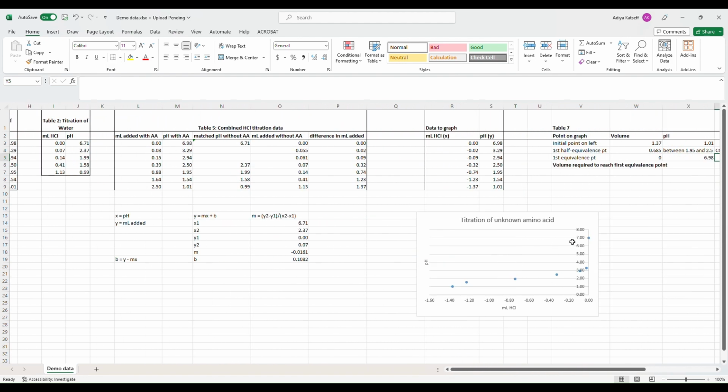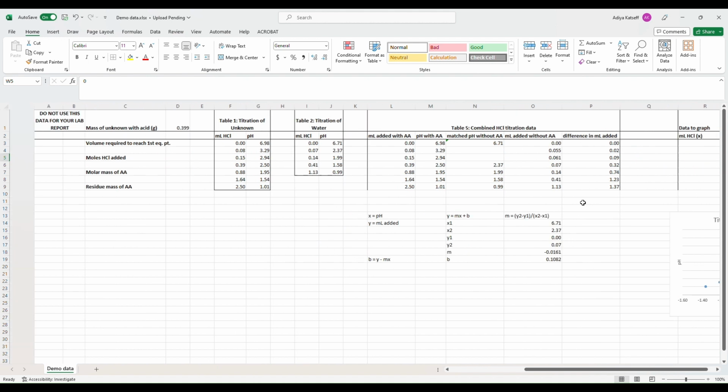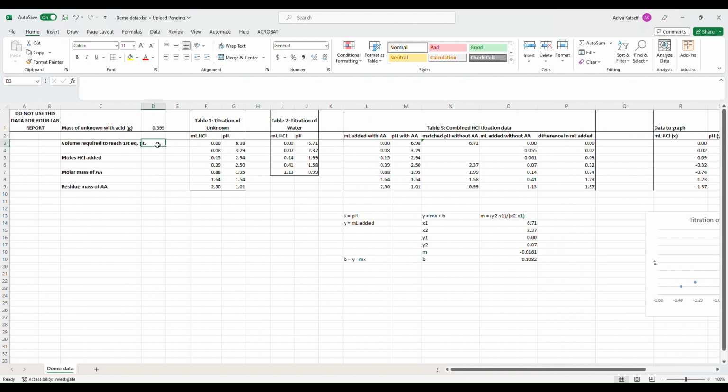So first we need to figure out the volume required to reach our first equivalence point. So again, that's the difference between 1.37 and 0, right, from our initial point to our first equivalence point. So that's pretty easy. The volume was 1.37. We're just subtracting 0 there. I'm not going to put units or letters or anything because Excel can't do math with that. But just know that that's mils of HCl.